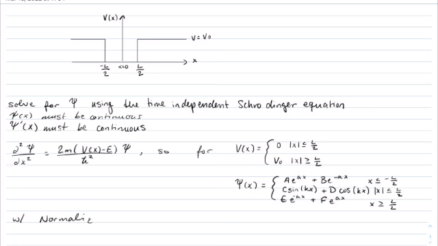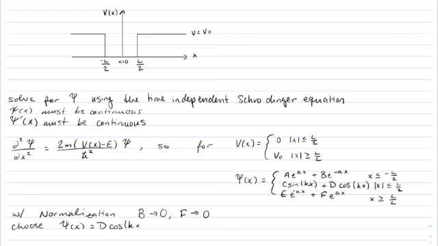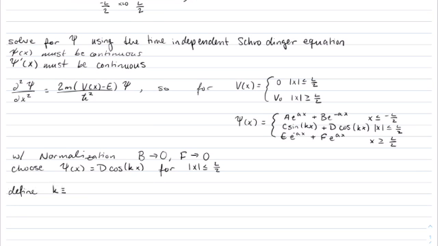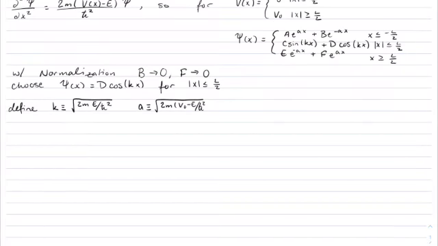Then we will have to normalize the wave function. So b will become 0, f will become 0, and we can choose either an even or odd function because we know that the well is placed at x equals 0. So I will be using cosine for within the well, and then we can define what we mean by k and a in the wave function. It depends on energy, so that is what we will eventually be solving for so that we know how our energy levels relate.